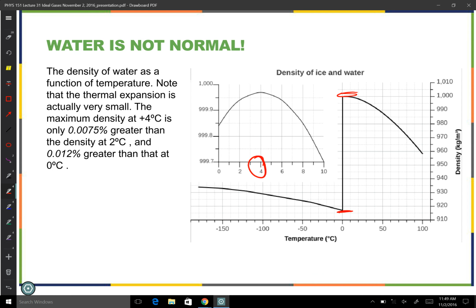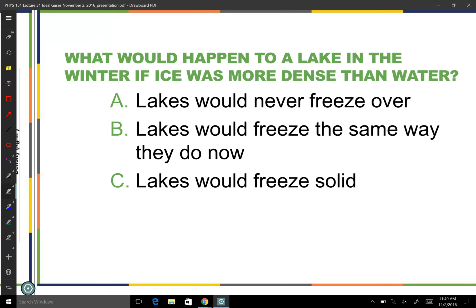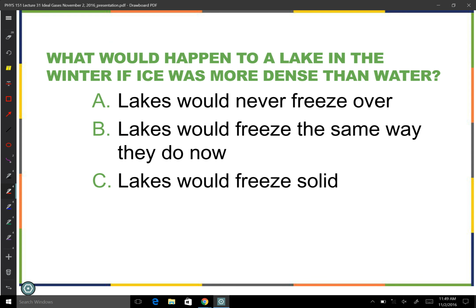And it would get colder. It would be bad for us. Just like we have to have the greenhouse effect or it would be too cold, we also need to have ice doing this, actually getting less dense when it freezes, or it'd be actually too cold for us. So that's an important thing. Hey, look, quicker question number 3. What would happen to a lake in the winter if ice was more dense than water?